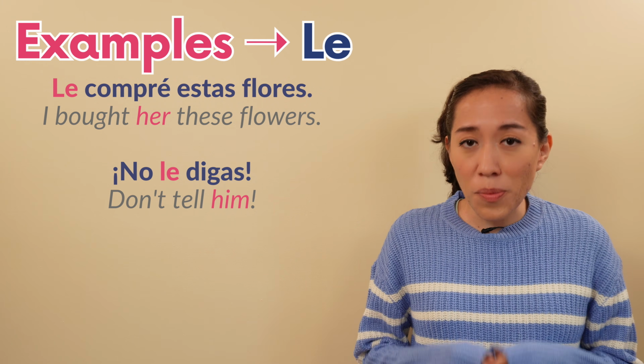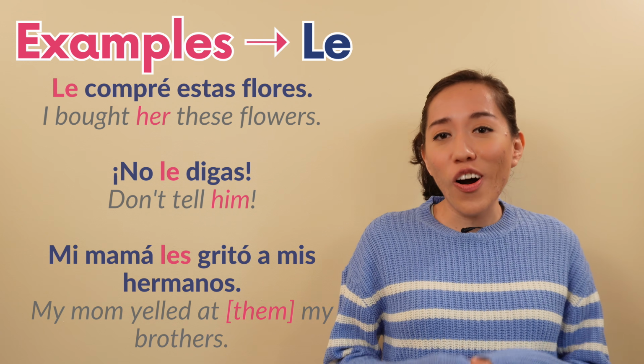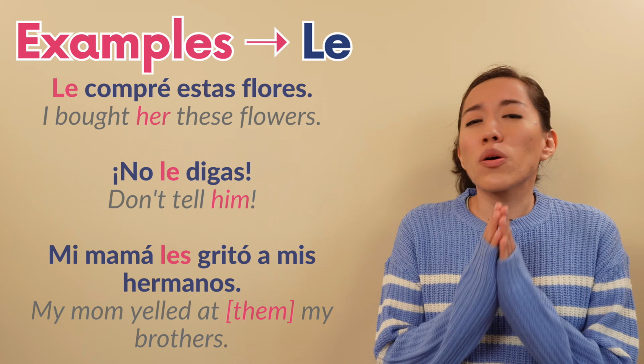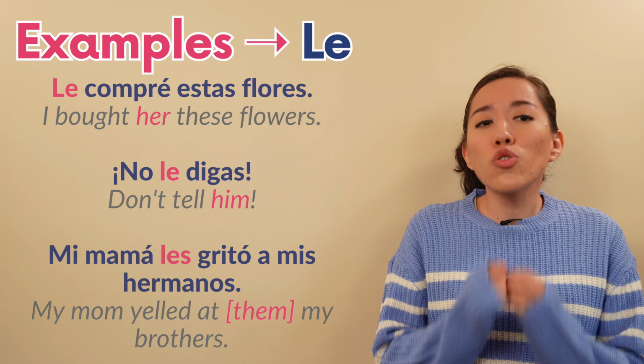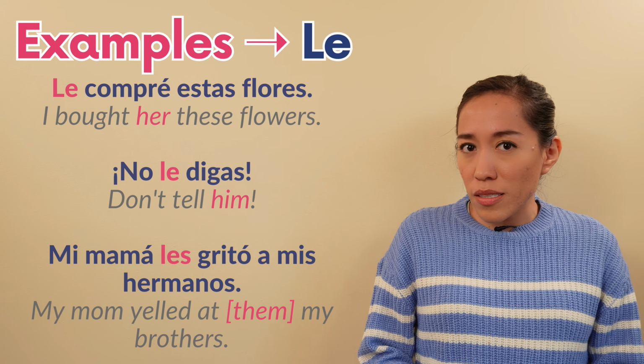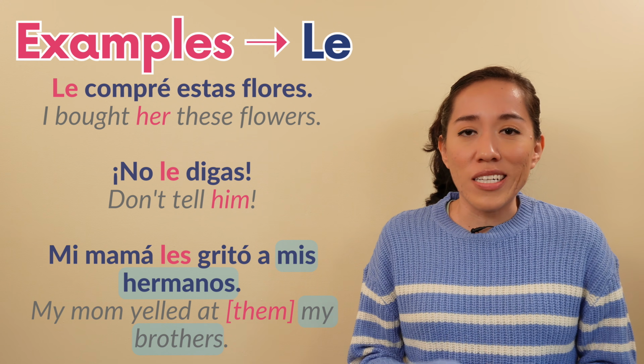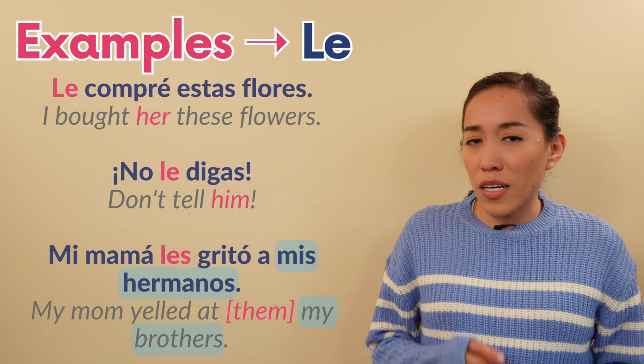The next example. Mi mamá les gritó a mis hermanos. My mom yelled at my brothers. So I want you to check this one. To whom my mom yelled at? Mis hermanos. These dudes are the poor guys being affected by that action.